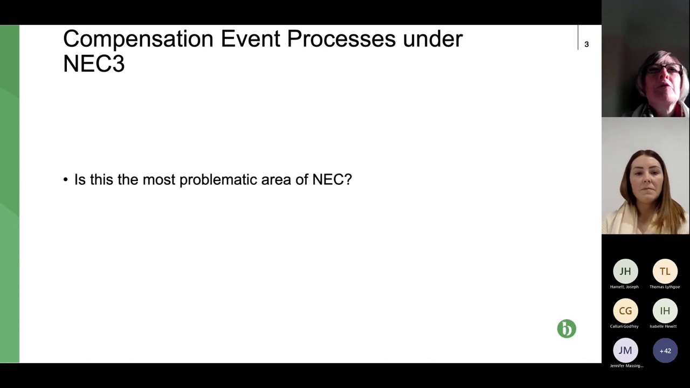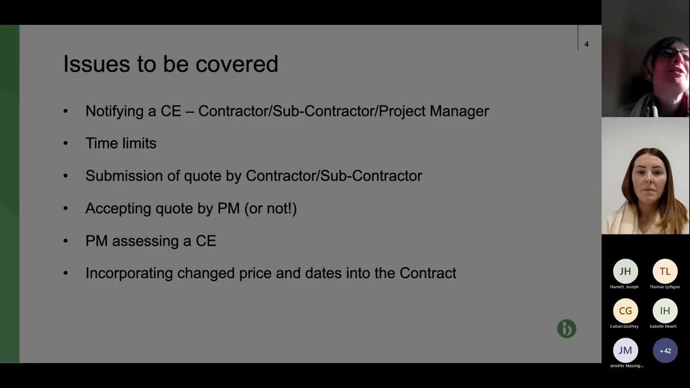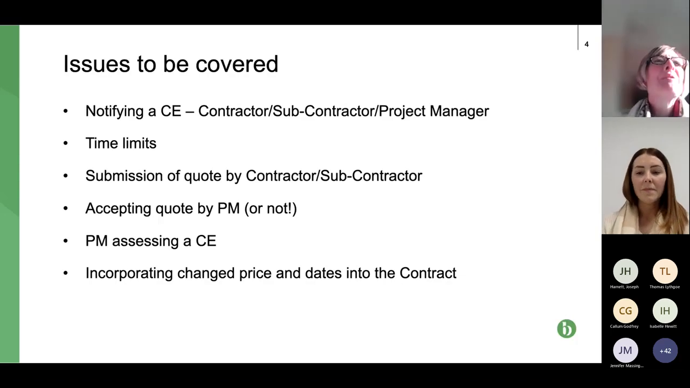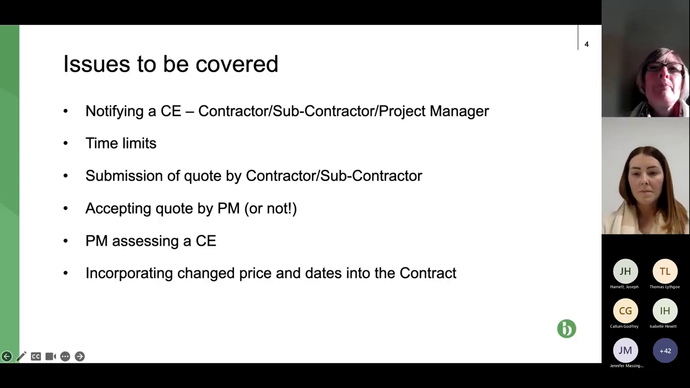And is this the most problematic area of NEC? That's a rhetorical question. So what are we going to be looking at? We've got a number of clauses, so they're all within the clause 6 sections, so 60, 61, 2, 3, 4, 5, dealing with compensation events.